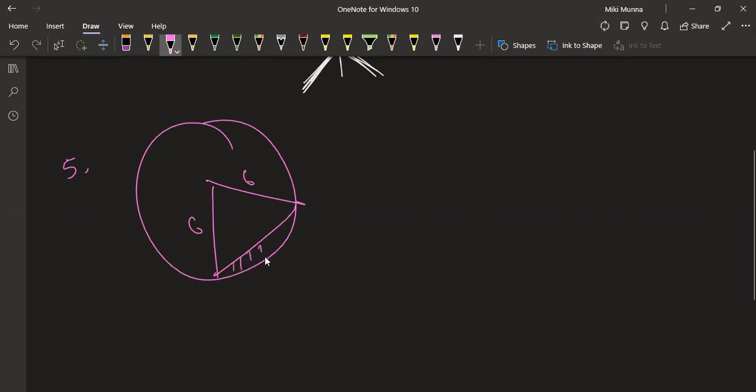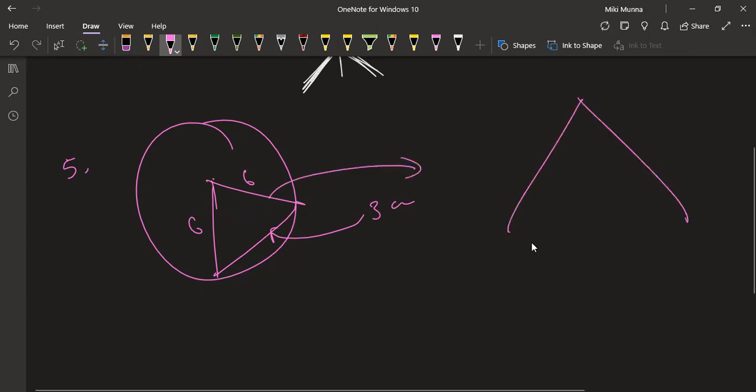Now they're asking us to find the minor segment area. This is the minor segment here. According to this, it is formed due to this chord, which is 3 centimeter in length. Now, if we try to plot it outside, what do we see? Both the sides, which are radius, are 6. That means this is an isosceles triangle. What does it have in common? It has these two angles common in its characteristic.